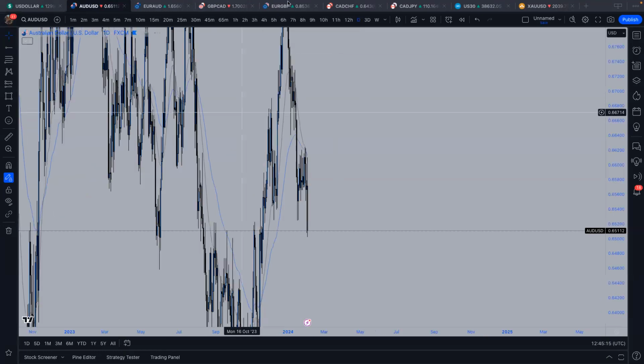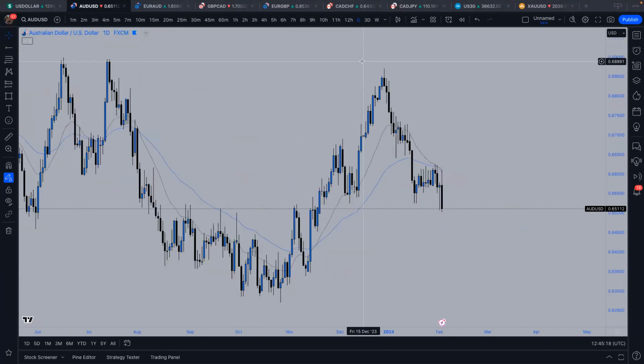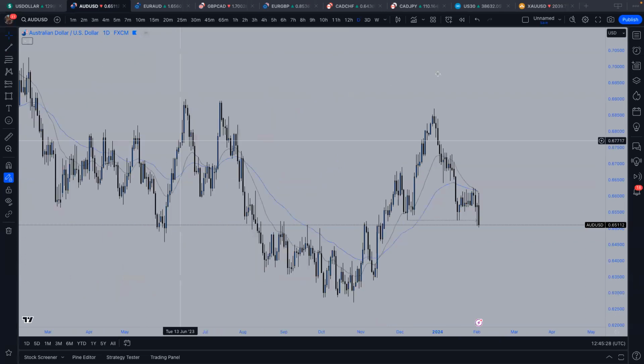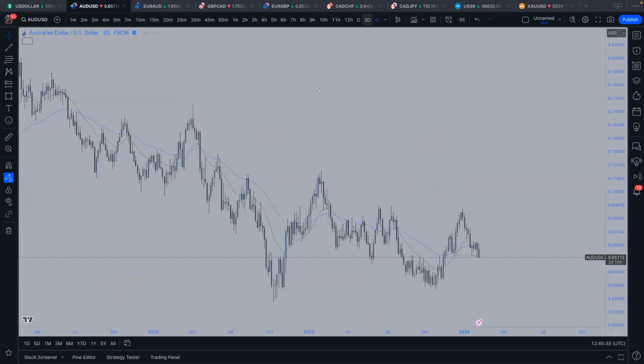AUD/USD. We eventually died. We were all kind of expecting this. We had equal lows here that were generated. Price did wick past them, and then I did think we were going to get a little bit of a move up. Okay, so let's start on the weekly.